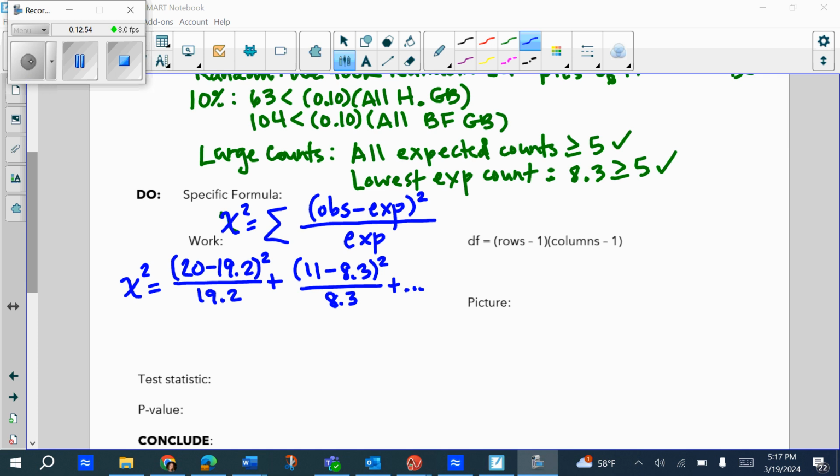Let me discuss the degrees of freedom. So the degrees of freedom is the rows minus 1 and columns minus 1, and then the product of that. So for ours, we have 5 rows, and we have 2 columns. So that gives me 4 minus 1, oh, excuse me, 4 times 1, which just equals 4. So that would be our degrees of freedom.